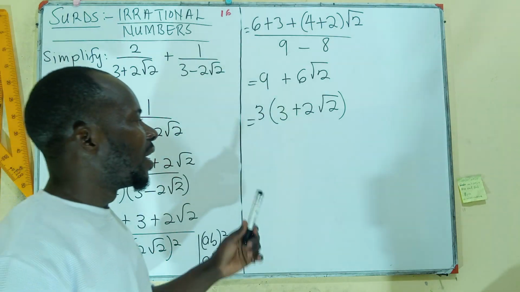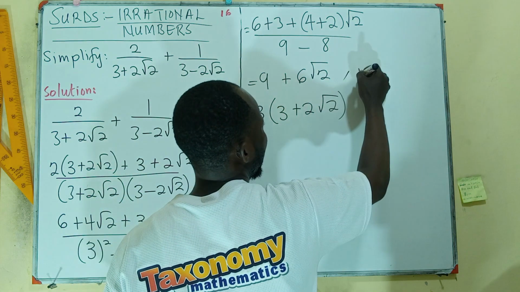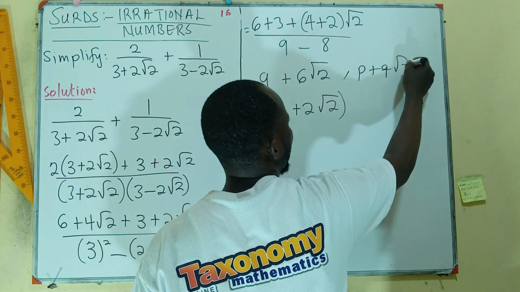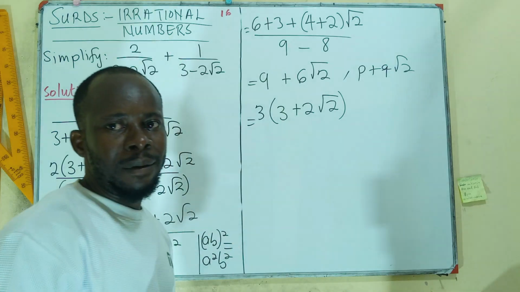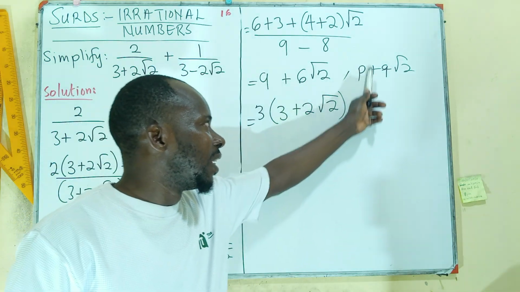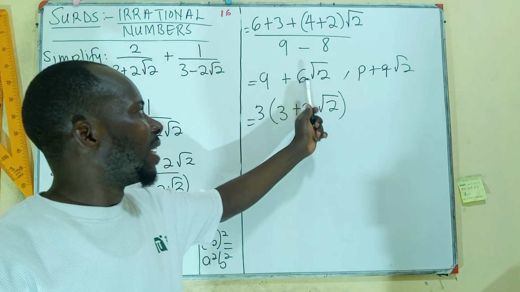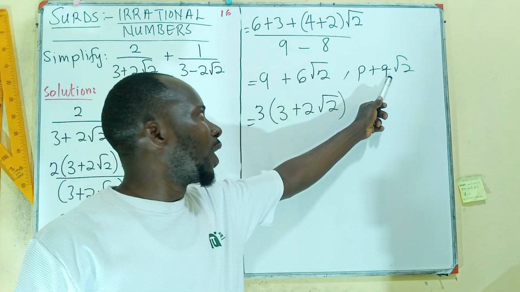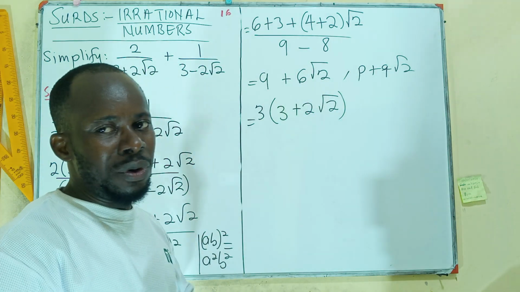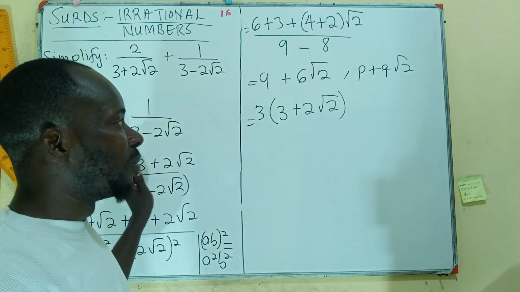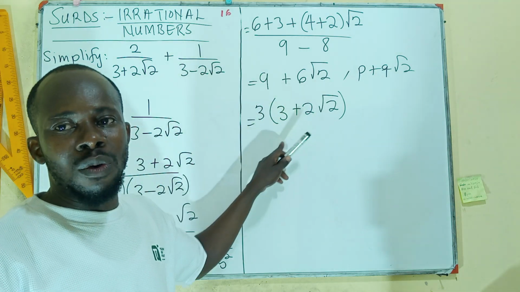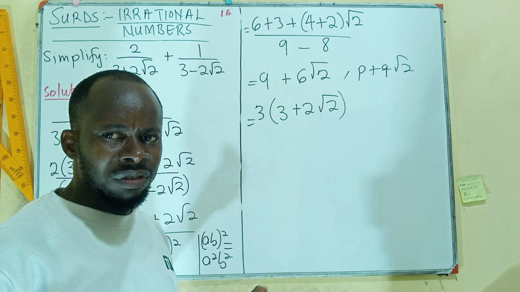In most cases, they will let you leave your answer in the form P plus Q root 2. It means this will not work if you are asked to leave it in that form, because we need whole numbers. So P will be 9. Then the one in front of the root will be Q, so Q will be 6. But if we are not given that form, like we are just asked to simplify, our final answer can go in this direction. I believe the concept is clear.